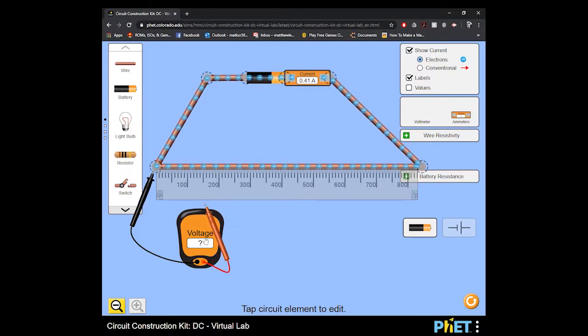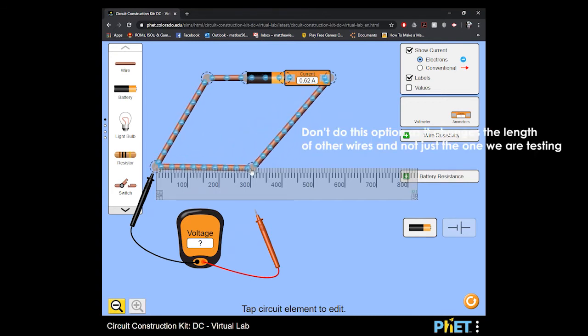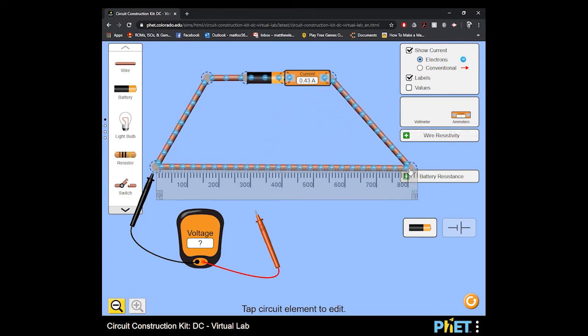The other option is to move this and change the length of the wire as you go along. Personally, I think it's much better to go for the method where you just move the probe along at your different lengths. Okay, so off you go and record your results. Pause the video now whilst you're doing it.